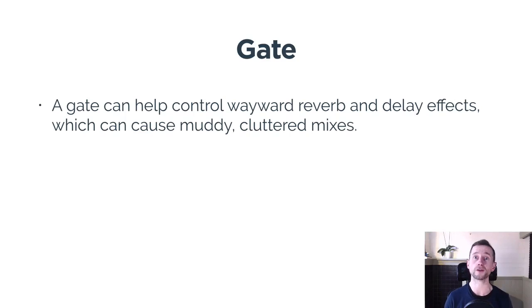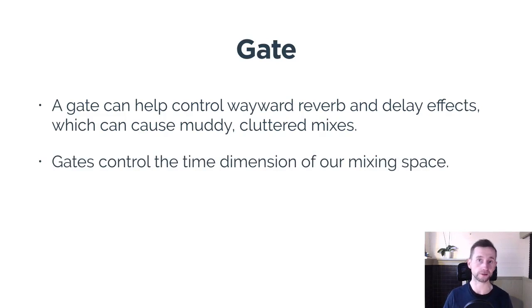So in this lesson we are going to look at this mystical plugin that I mentioned that can control wayward reverb tails and delay that can so often cause cluttered or muddy sounding mixes. This plugin is called a gate. It's a very simple plugin, it's so often overlooked, but it can really help when it comes to mixing because it allows us to control the time dimension very well.